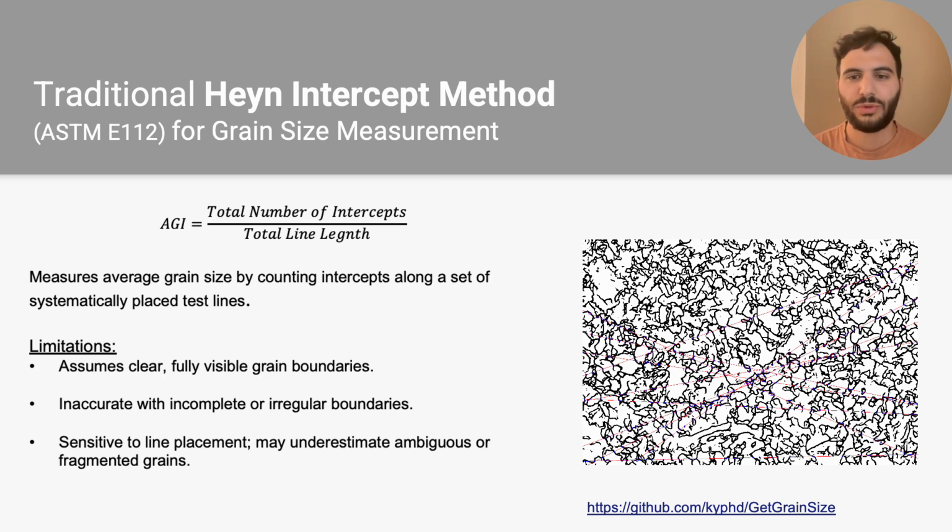It assumes grain boundaries are fully visible, which is often not the case in real samples. It also struggles with irregular or incomplete edges, and its accuracy depends heavily on the placement of test lines. As a result, it can underestimate grain size when boundaries are ambiguous, fragmented, or when grains are not well defined. This motivates the need for more robust, automated approaches, especially for modern metallographic datasets.